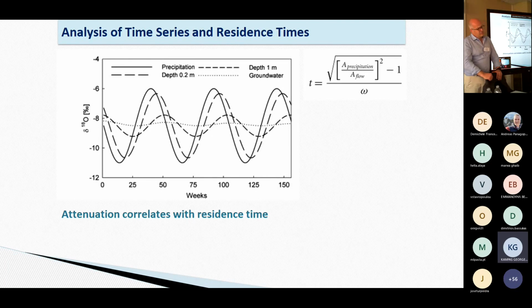And now if you want to know the error or certainty of this approach, you would actually add errors to A precipitation and to A flow, and omega is sharply defined. So the errors in the precipitation and the flow measurement determine how precise this method is if you do this based on the formula. So this is for very young water.